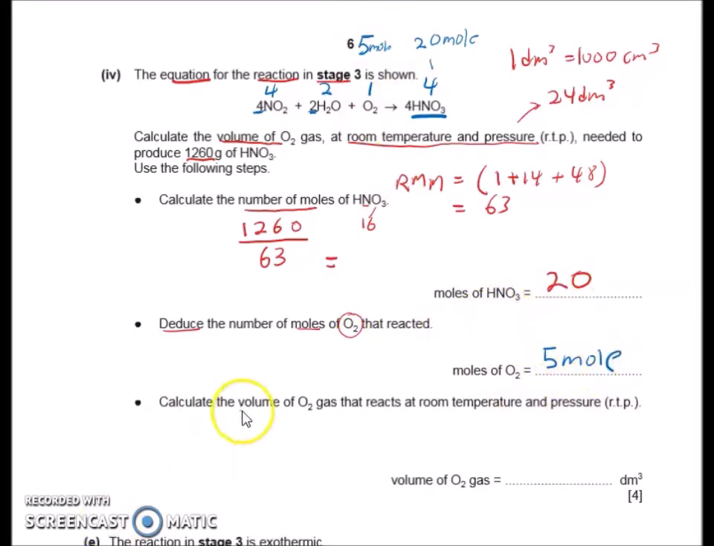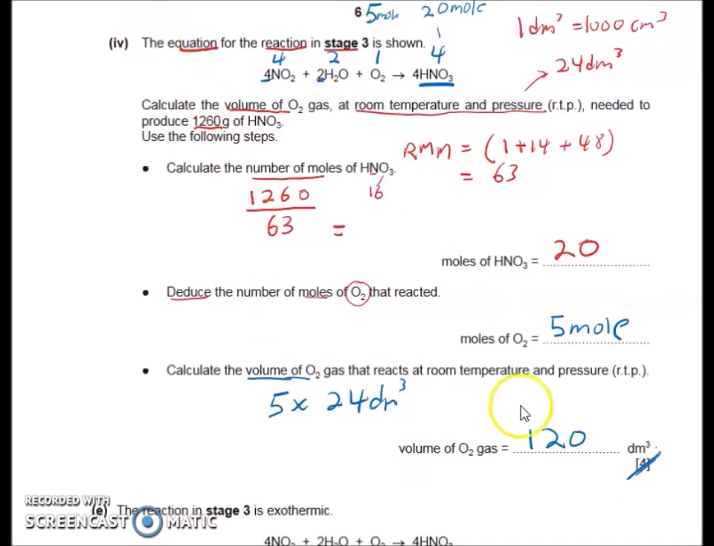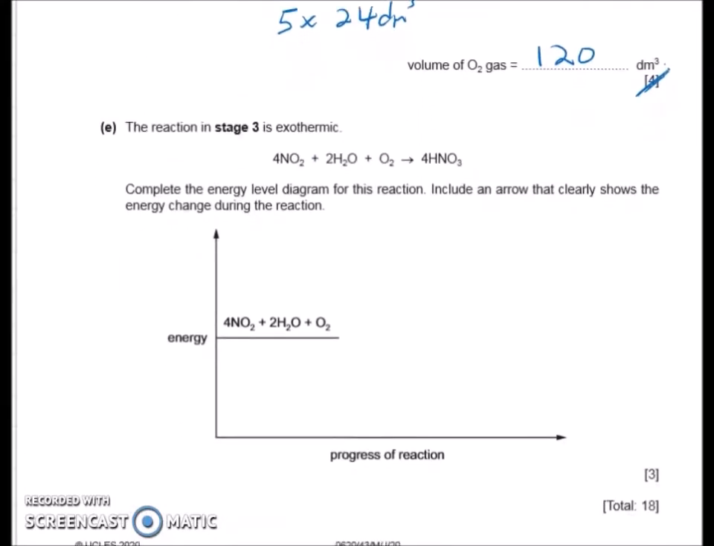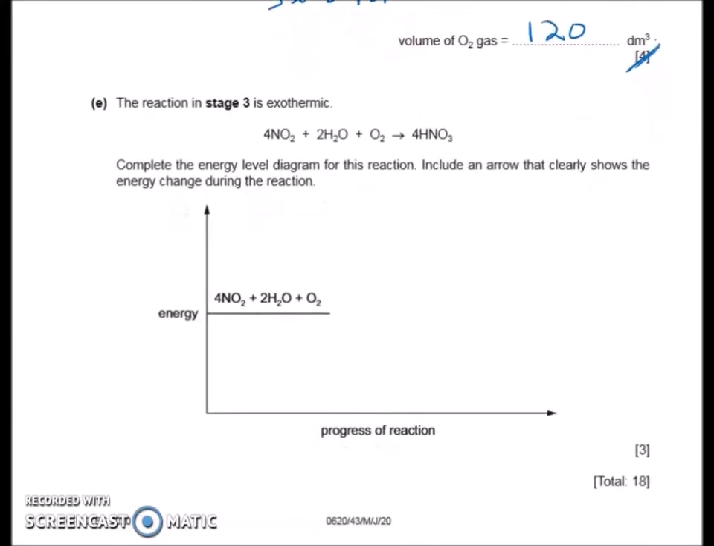Okay, here to calculate the volume of oxygen gas, we just use 5 mole multiplied by 24. This is dm cubed, and you'll be getting the answer there, 120 dm cubed. So here's your 4 marks. I hope you can understand this question, and let me explain this last question here.